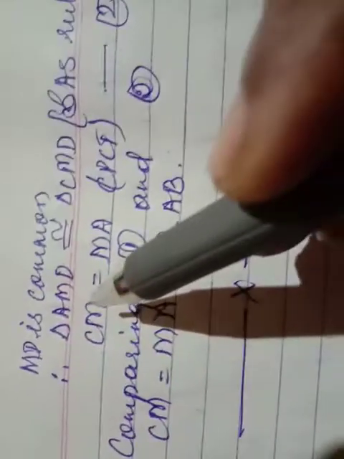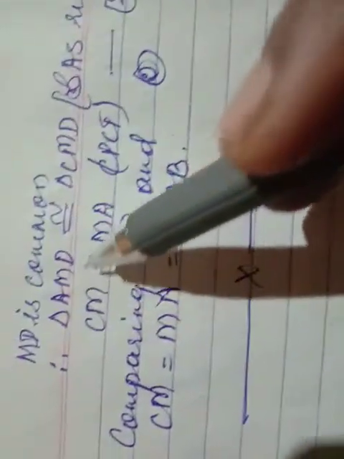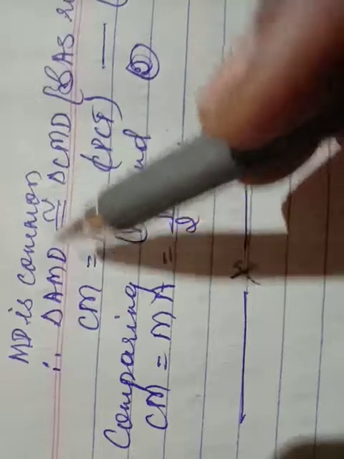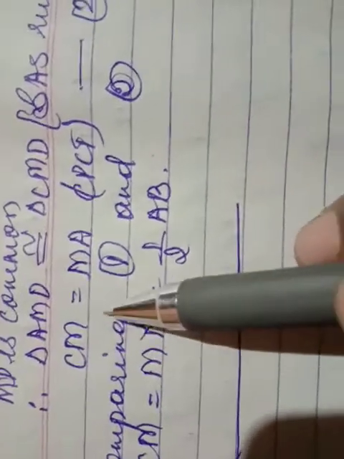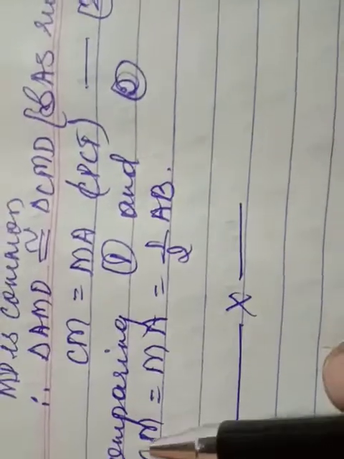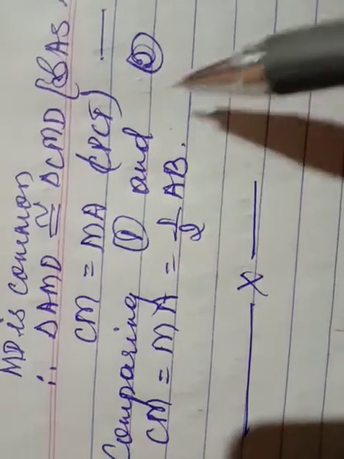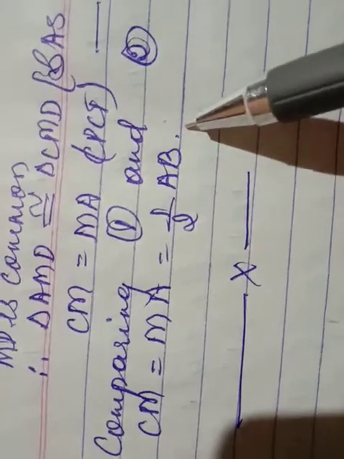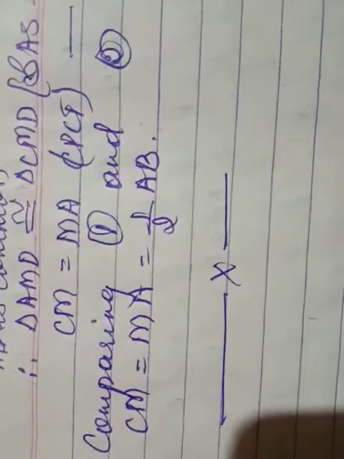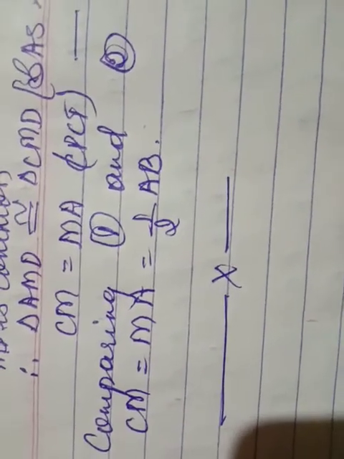Now MD is common for both the triangles. Therefore, both the triangles are congruent by what rule? SAS rule. CM is equal to MA by CPCT. That is true. Comparing 1 and 2, we get CM is equal to MA is equal to half of AB. Okay, this is the last problem of lesson 7, quadrilaterals.